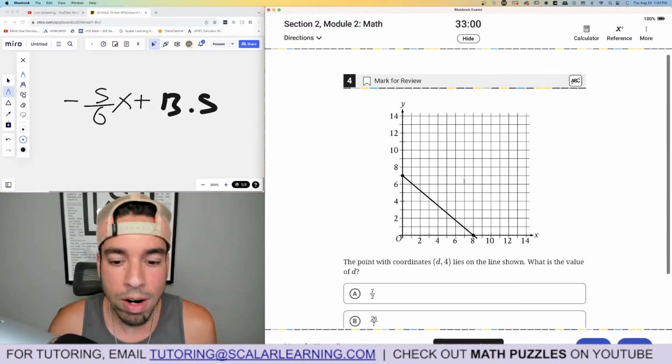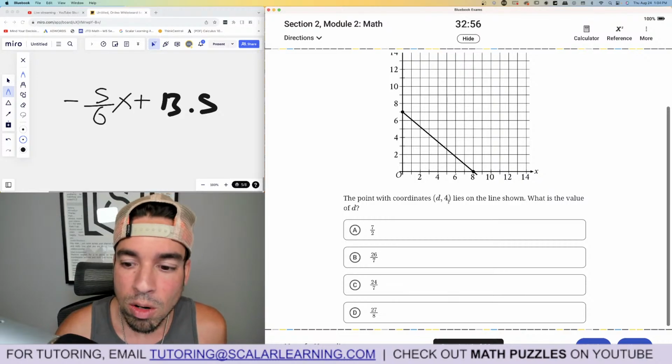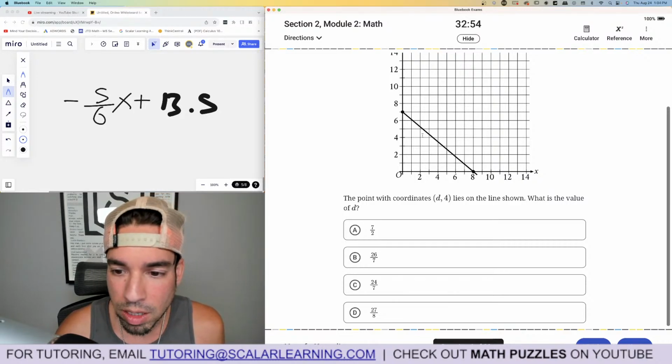Boom, done. All right. The point with coordinates (D, 4) lies on the line shown. What is the value of D? So where is the y value of 4? It is right here.